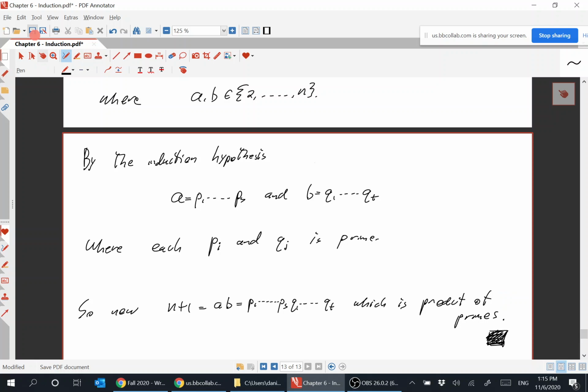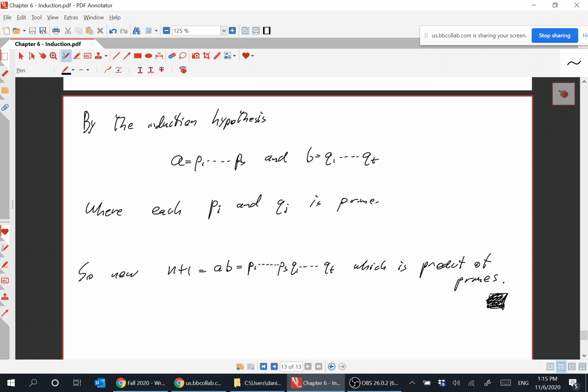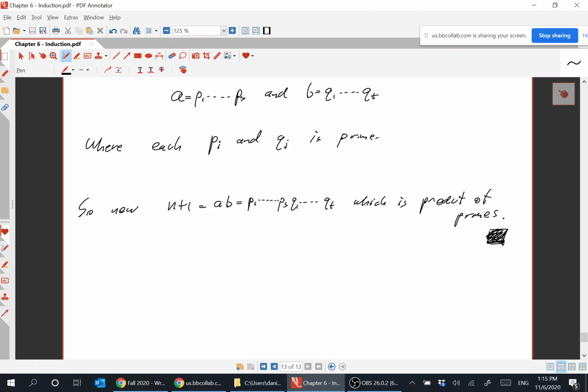So the fact that n plus 1 is a product of primes has nothing to do with the fact that n is a product of primes, because n is not a divisor of n plus 1, no matter what, when n is at least 2. When n is 1, it is, but that's not the case here.